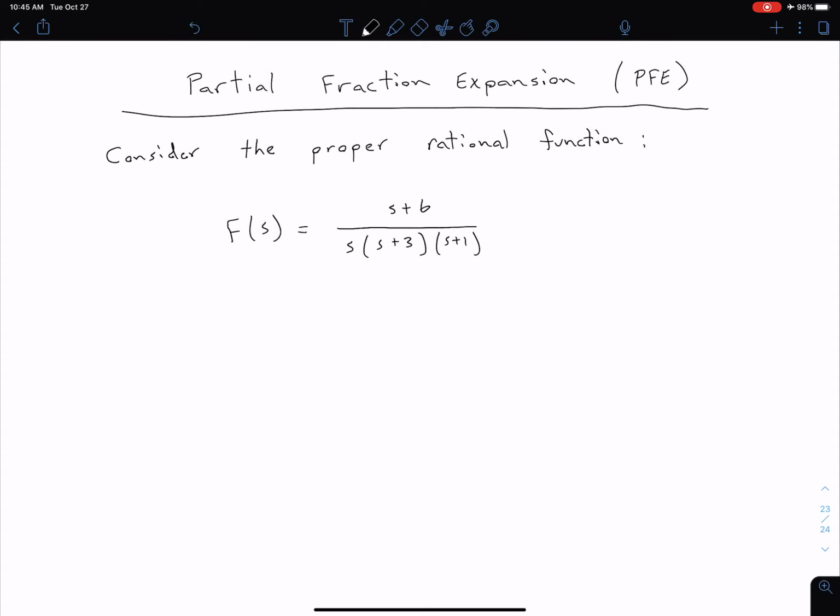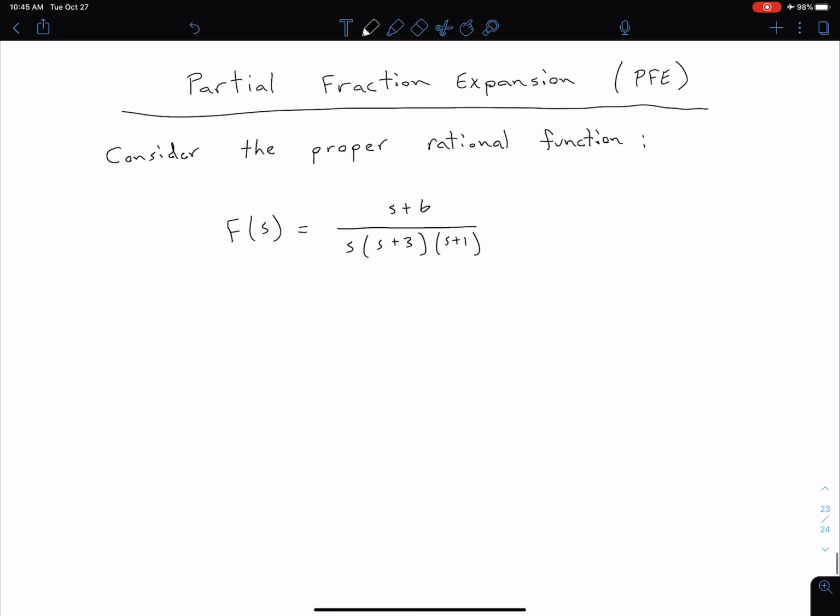So the key part to taking our inverse Laplace transform is being able to do partial fraction expansion. So over the next several videos, we're going to be focusing on how to do this. So let's start by considering this proper rational function, F(s) equals (s plus 6) divided by s times a quantity (s plus 3) times a quantity (s plus 1).